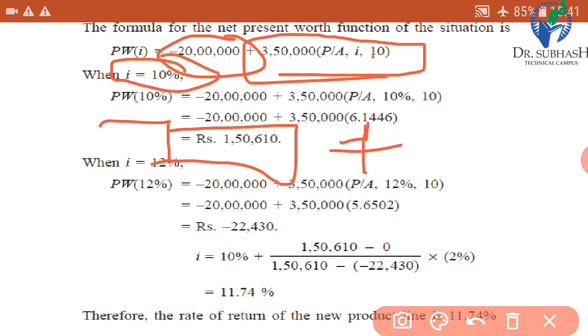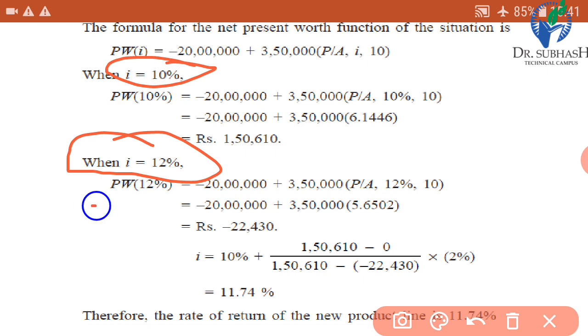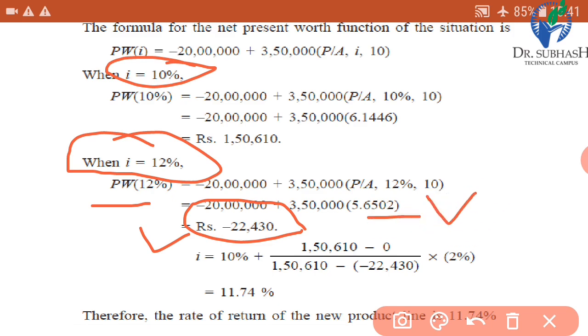Now we have to find the value where it goes from positive to negative. So we have to increase the interest rate now. First we took 10%. Now we will take 12% and find the present worth amount. The answer will be minus 22,430. So it is a negative value. It means the interest rate will be in between 10% and 12%.